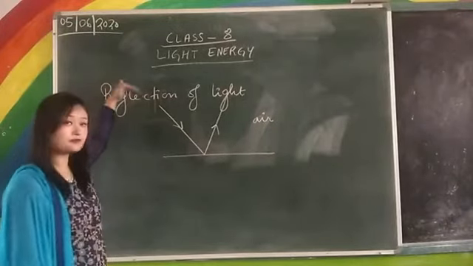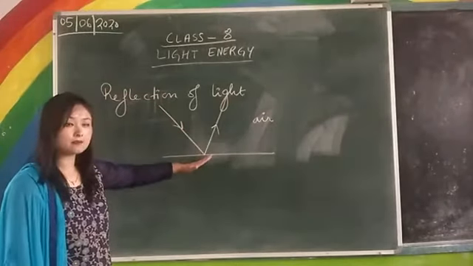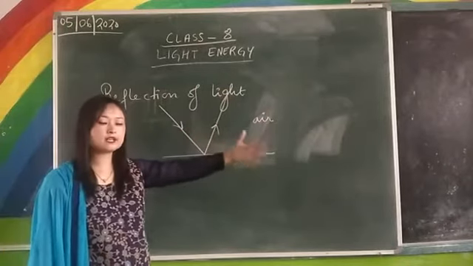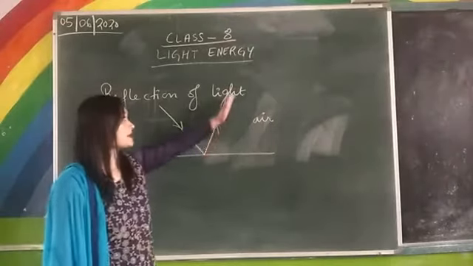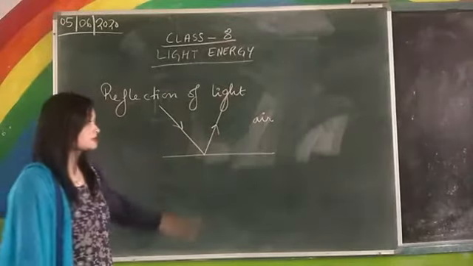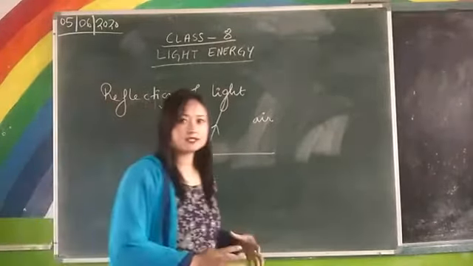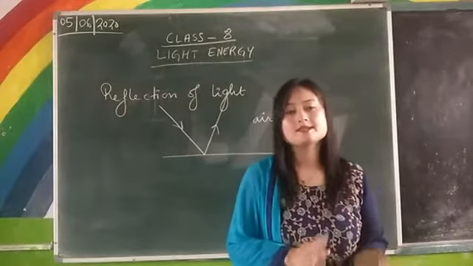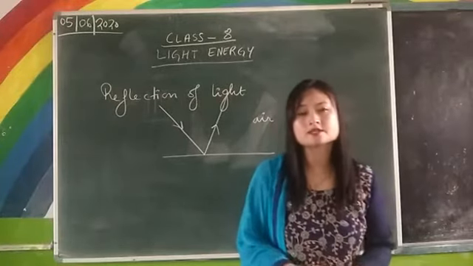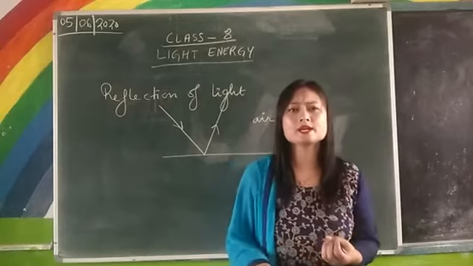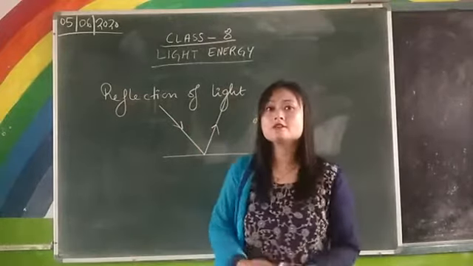So a ray of light comes from a source and then it hits a particle, say a window or a tile or anything else, any smooth polished surface or a mirror, and it reflects back. This whole phenomenon is called reflection of light. I'm just revising what you have learned in class 7. So you discussed different types of reflection. You discussed the incident ray, the reflected ray, normal, everything related to reflection of light.